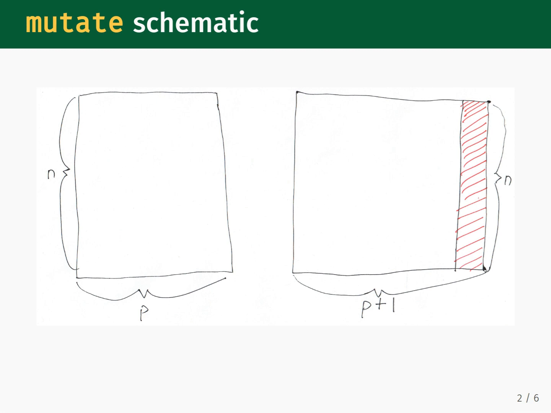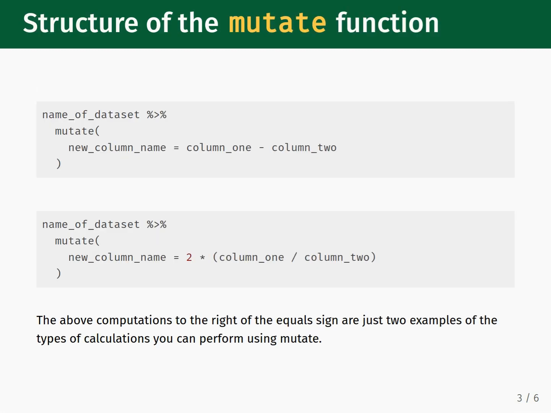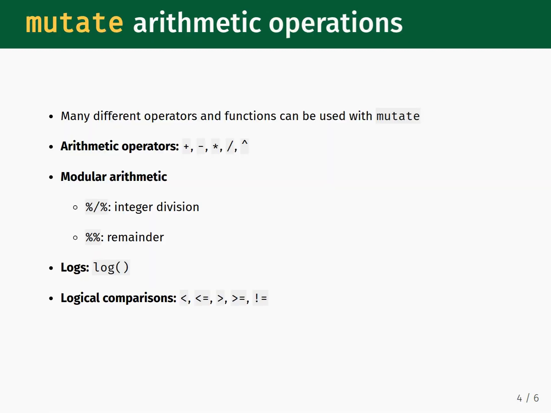The structure of the mutate function is as follows. The dataset gets piped into the function. The function input takes a keyword on the left, followed by an equal sign, and a computation on the right. The keyword to the left of the equal sign is what you want to name the new column that gets appended to the end of the data frame. The computation on the right can make use of a wide range of operations and functions. This is also where you specify column names within the dataset, allowing you to perform computations and transformations using your data. The following is a list of some of the operators and functions that you can use with mutate.